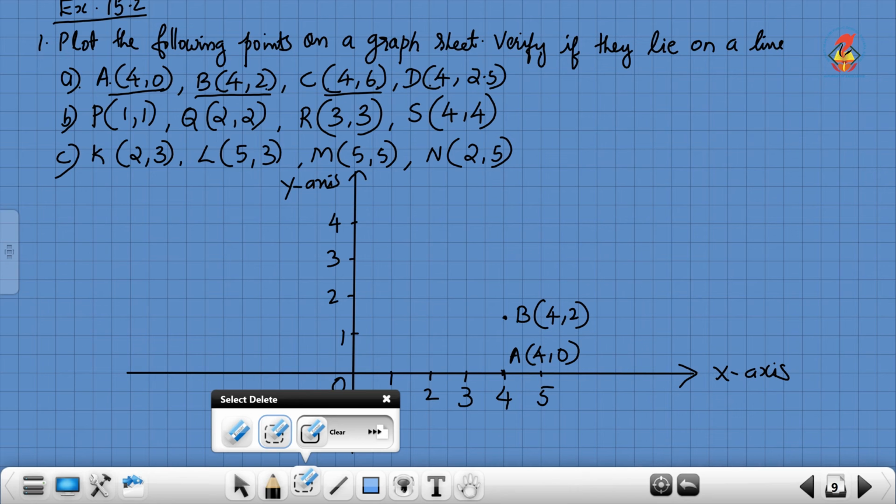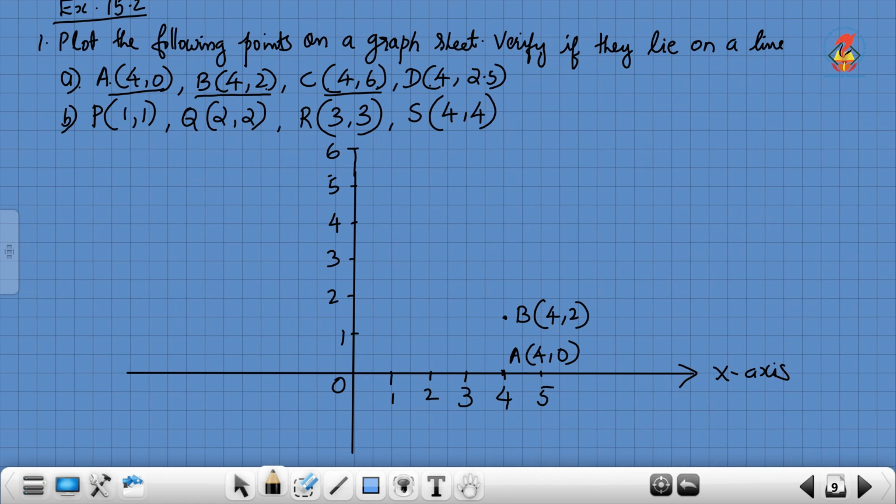C is (4, 6). Next D (4, 2.5), sorry, D is (4, 2.5). Where is 2.5? This is 2.5, this point. So D is (4, 2.5).